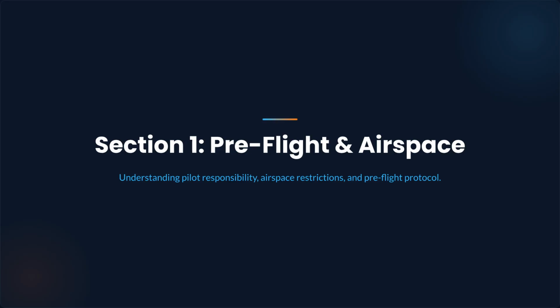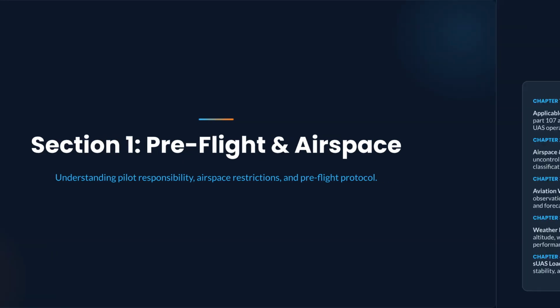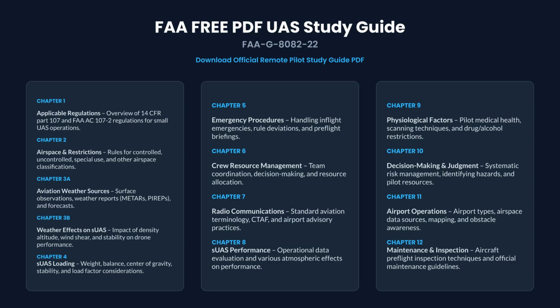We begin with Section 1, Pre-Flight and Airspace. This section covers your legal responsibilities as a pilot, understanding airspace restrictions, and following proper pre-flight protocols. A vital resource for all pilots is the FAA Remote Pilot Study Guide. It provides comprehensive details on regulations, weather effects, crew management, and emergency procedures.